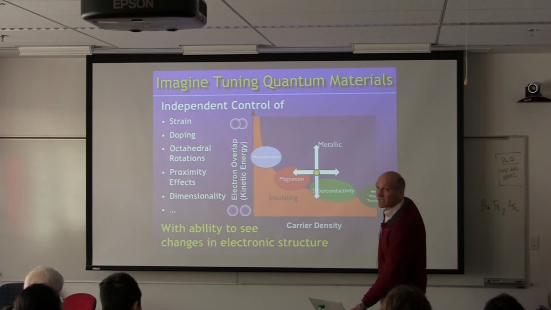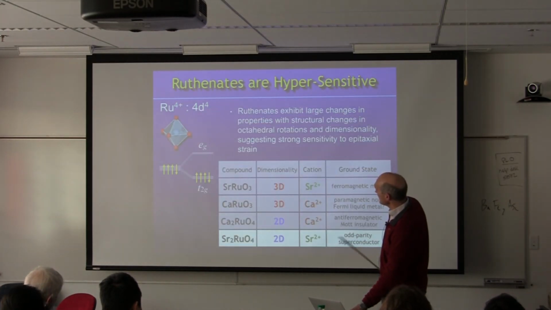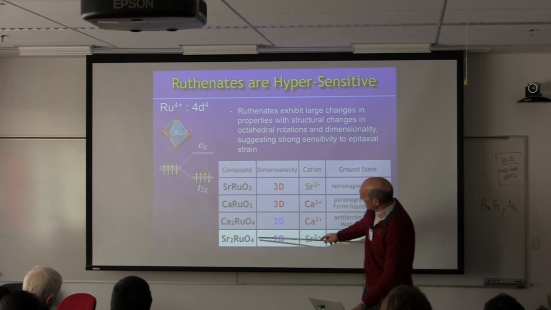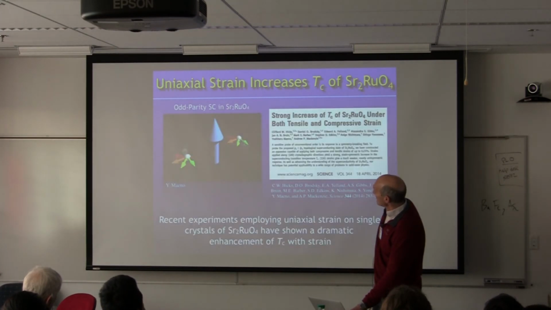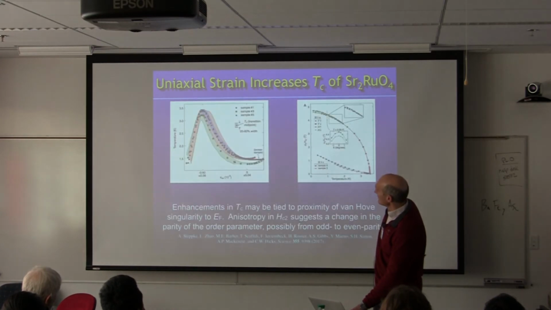And I have a particular example that I'll end with on this. And the example that I want to show tweaking of is the superconductor strontium ruthenate. Okay, so here's a ruthenium 4+ compound. It's well known to be superconducting. I'll skip through the introduction.